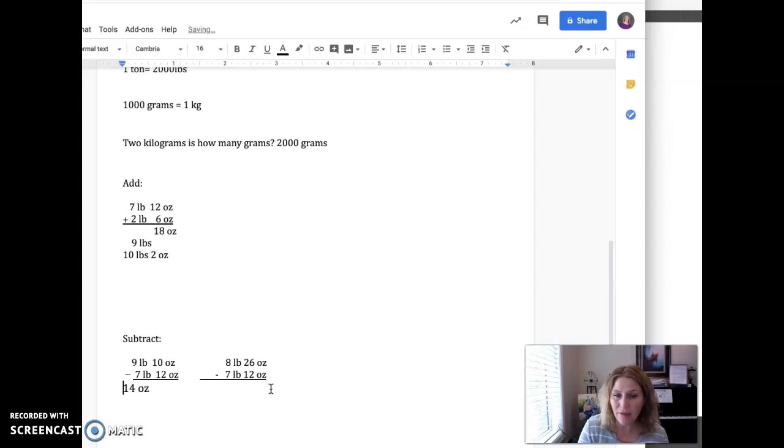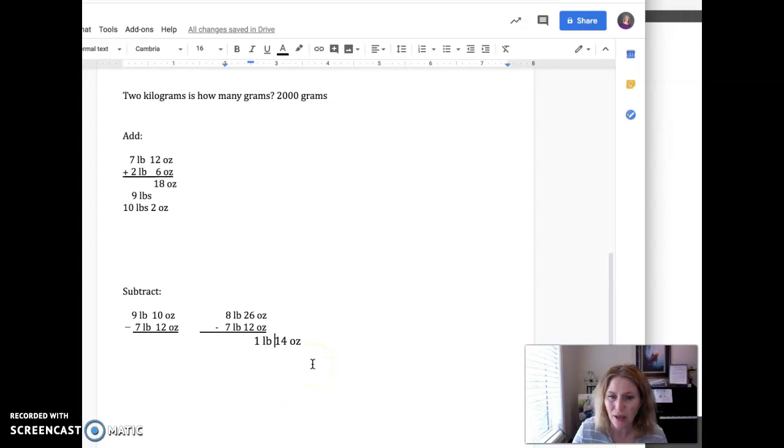And then I have my 8 minus 7. So I only have 1 pound left from that. So I have 1 pound, 14 ounces. And I'm sorry, that's not lined up good. My computer's kind of funny.